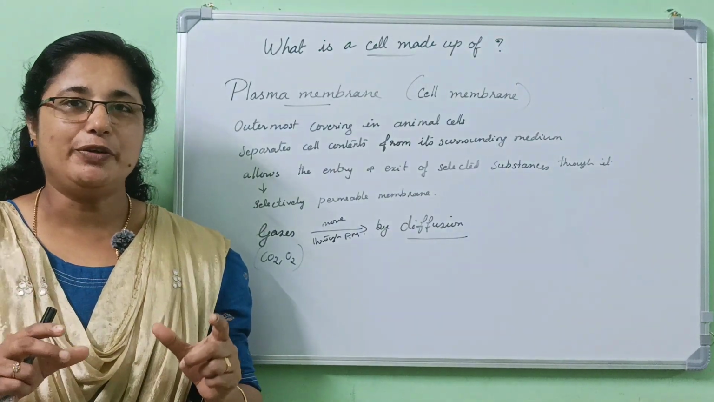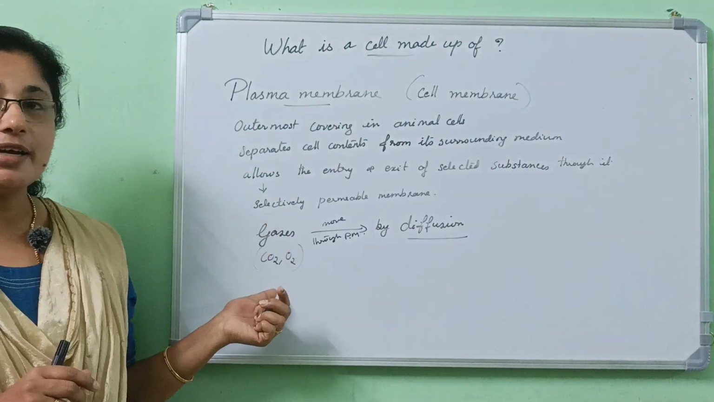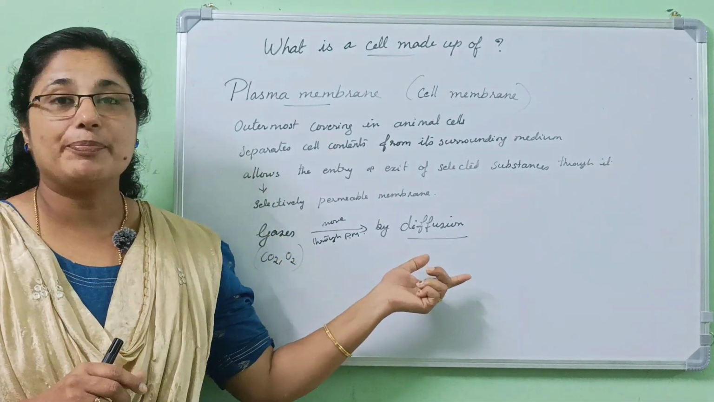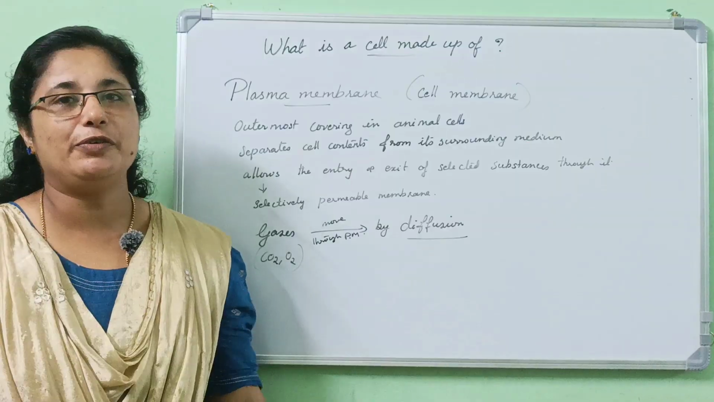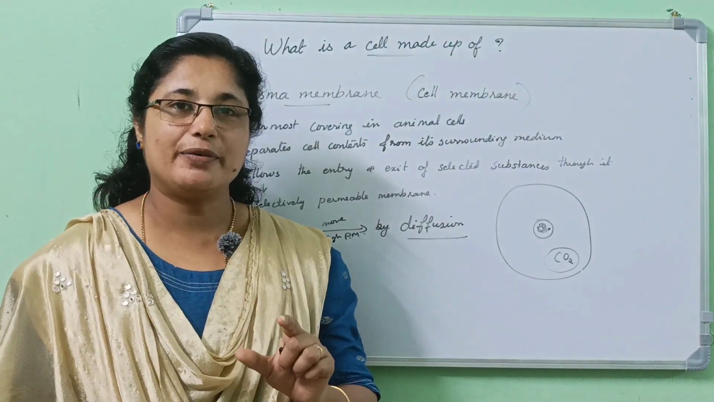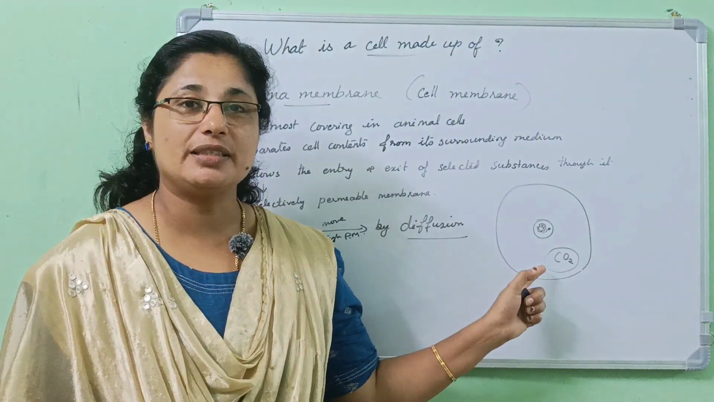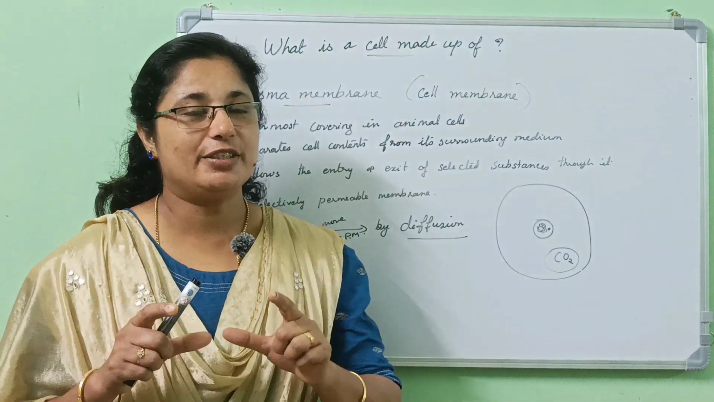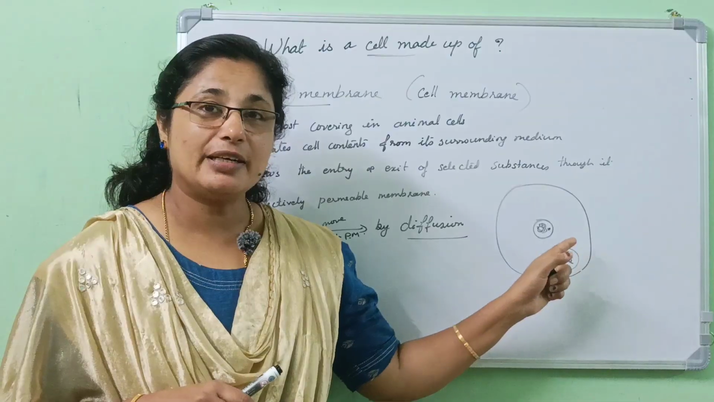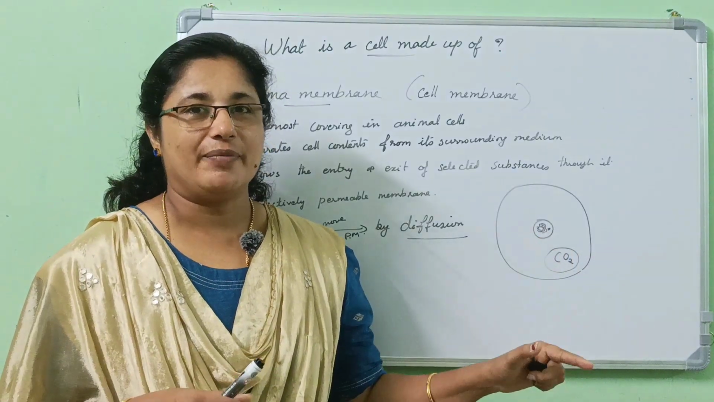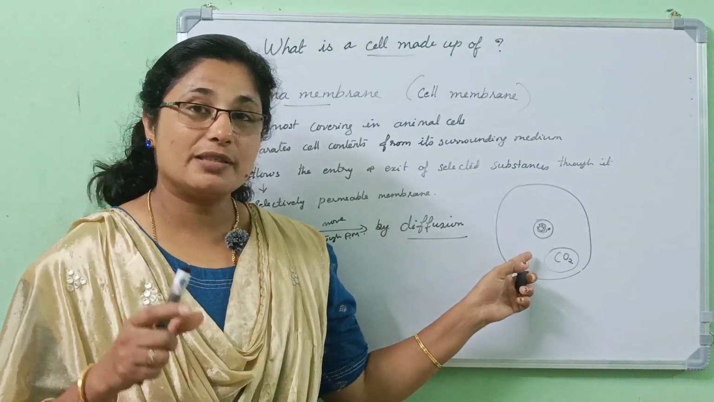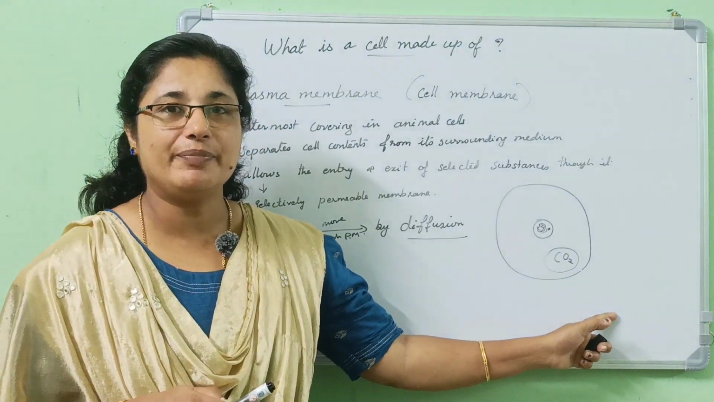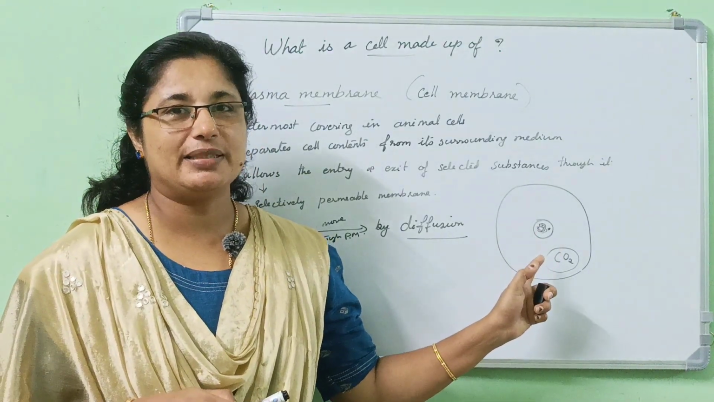That is diffusion. And here the gases like carbon dioxide and oxygen move across the plasma membrane using the principle of diffusion. Some substances like carbon dioxide accumulate in higher concentration inside the cell because they are cellular waste products. Since it is a waste product, it has to be eliminated or removed from the cell. And since the concentration of carbon dioxide is higher inside the cell than the surrounding medium, the process of diffusion takes place here.